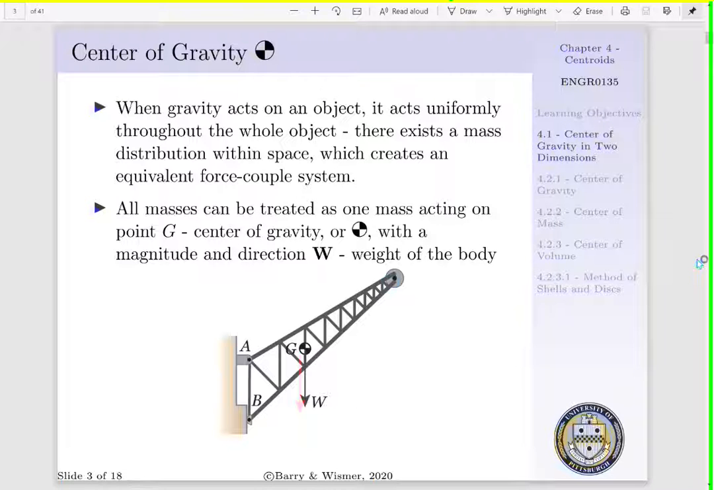For us to begin, let's talk about a body. Gravity, a body force, acts on an object uniformly throughout the whole body. And there exists a mass distribution in space when we consider a body. This mass distribution is going to have a single weight that is acting at our center of gravity. We denote this by either point G or the center of gravity symbol. This weight is going to have a direction and a magnitude, and we denote this as W.